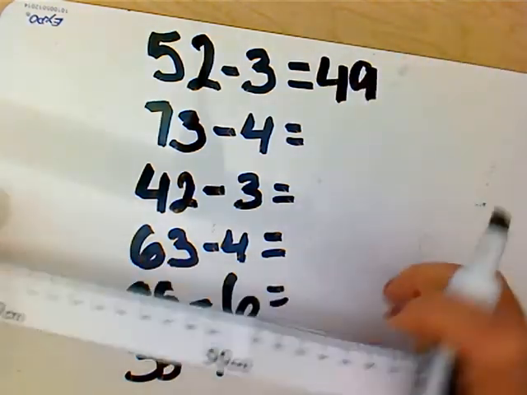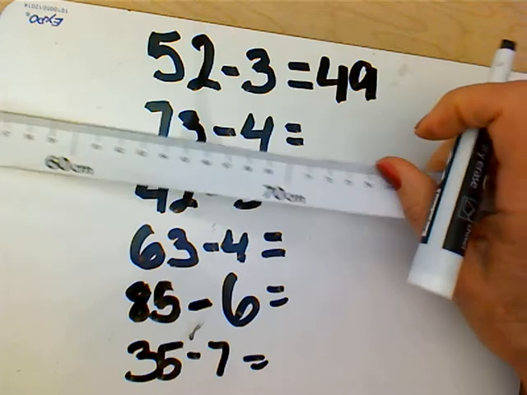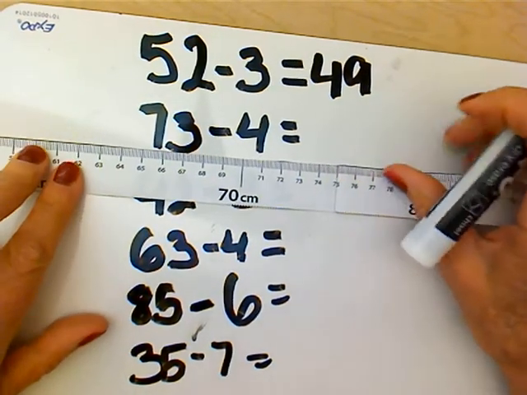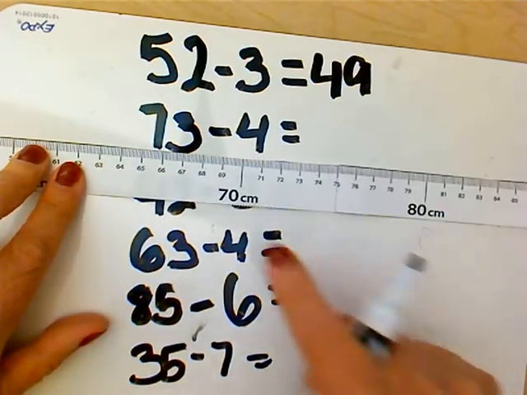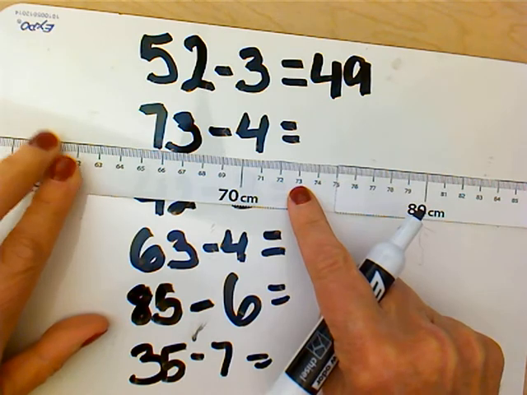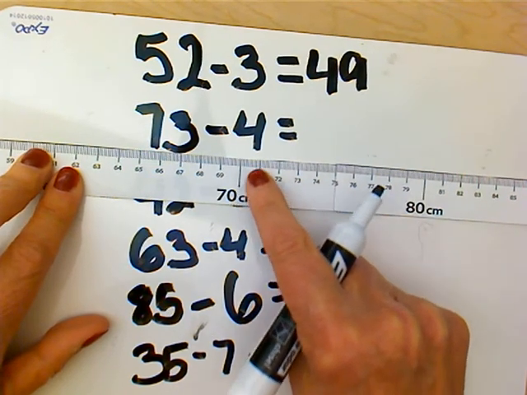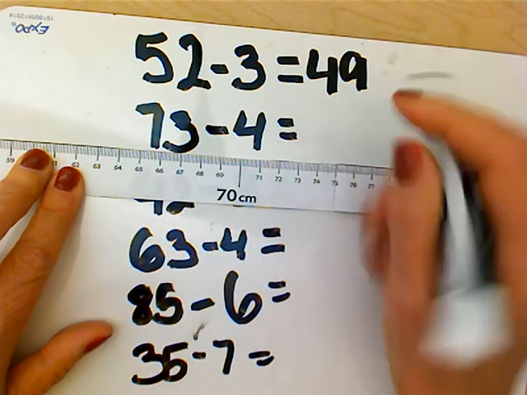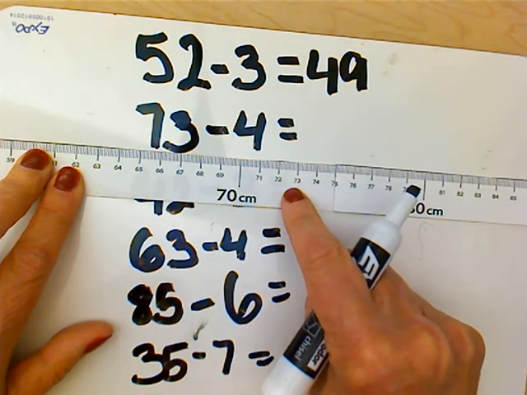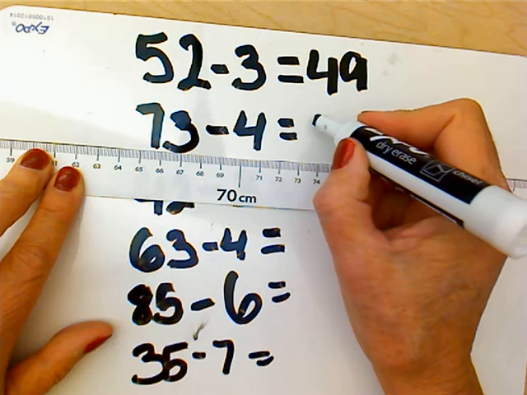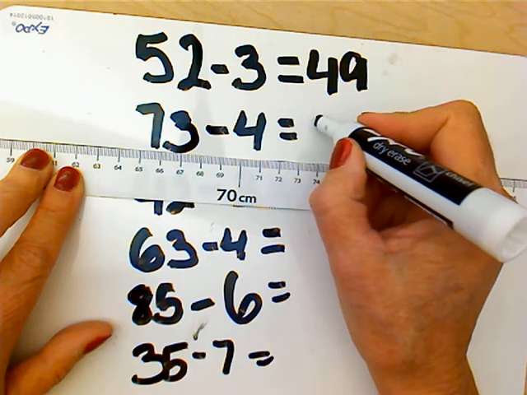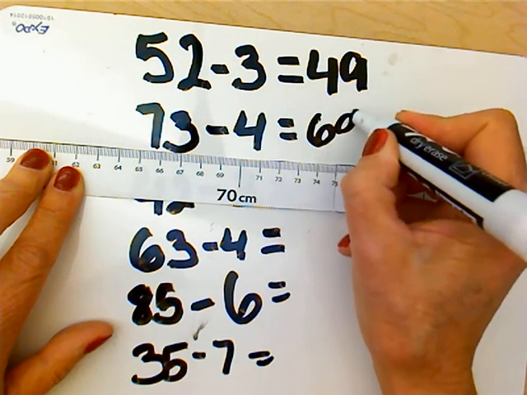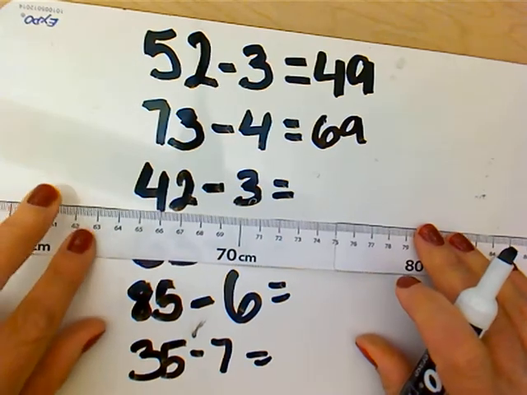This time we are going to do 73, and we are going to take away 4. So we're at 73, and we're counting back 1, 2, 3, 4. If you counted back 4, I'm sure that you got from 73 counting back 4 got you at 69. Okay, let's go from 42.